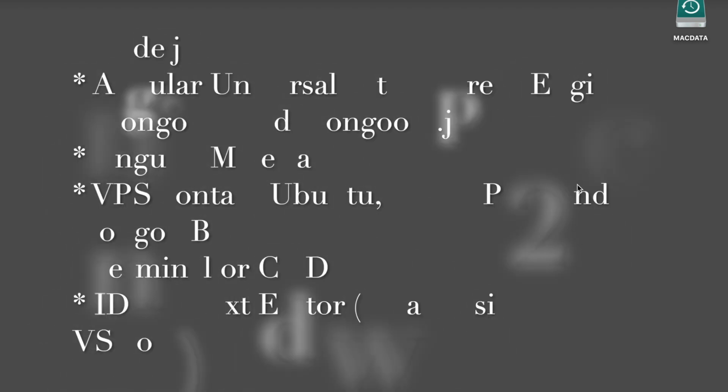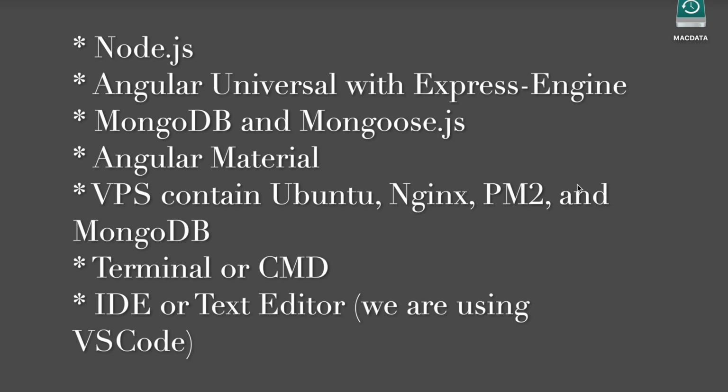The Angular Universal application that we will build is a very simple application of create, read, update, delete, CRUD operation. At the end, we will show you how to deploy it to the VPS. The following tools, frameworks, libraries, and modules are required for this tutorial. Node.js, Angular Universal with Express-engine, MongoDB and Mongoose.js, Angular Material.